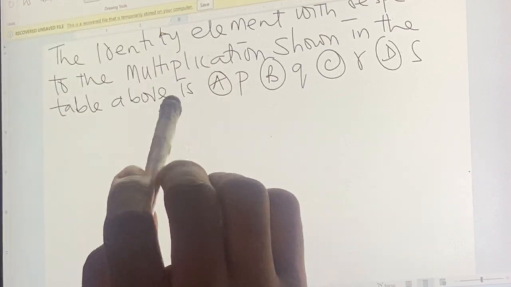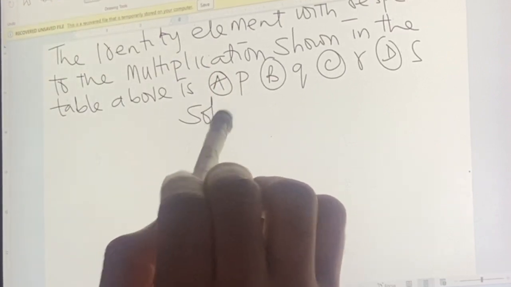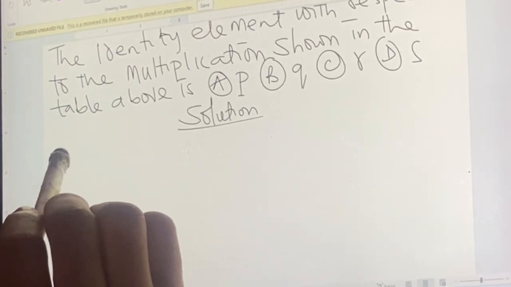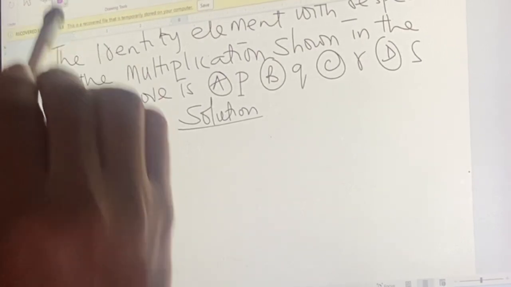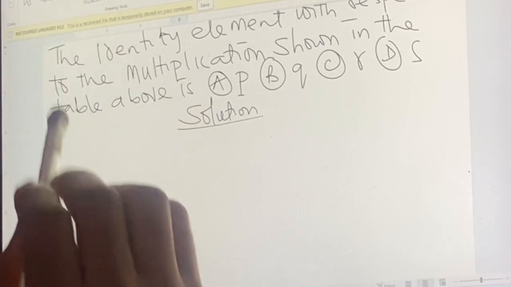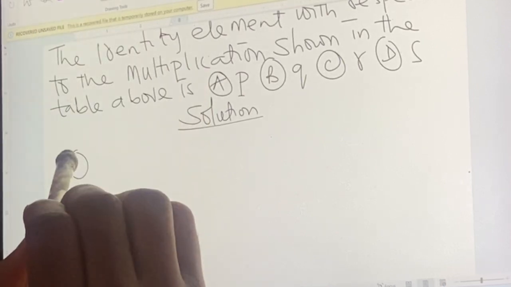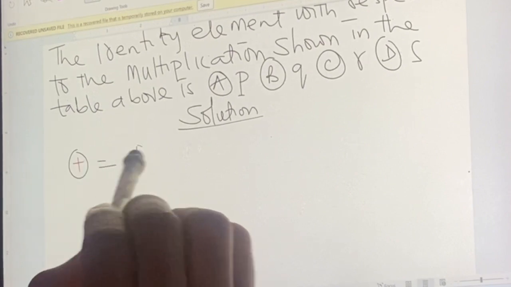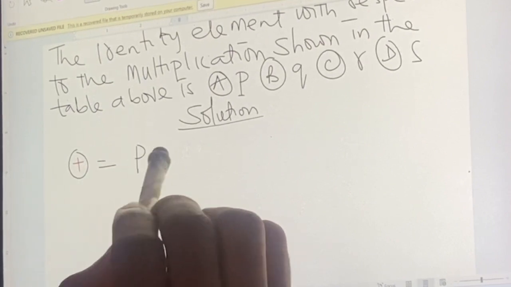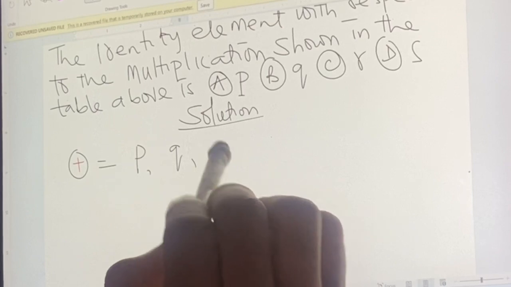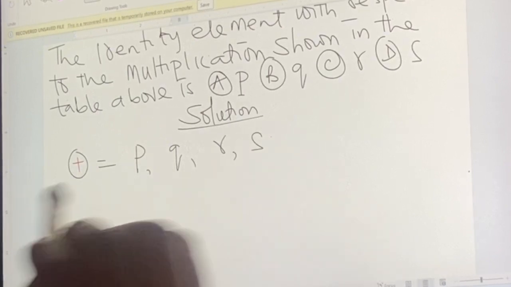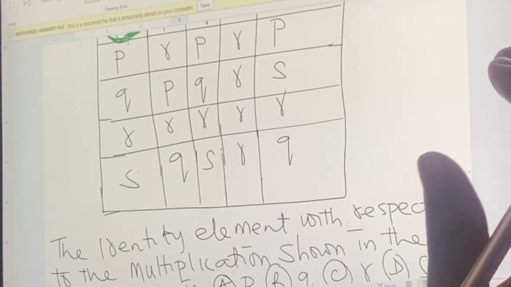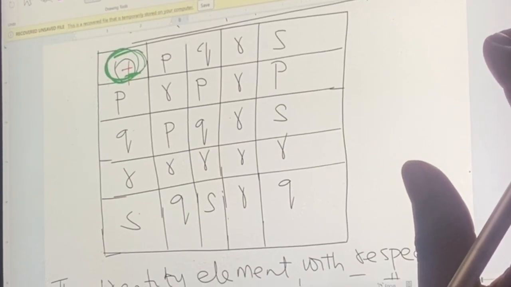Solution first. So the letters under this operator here are P, Q, arrow, and S. Please take note. So let's look into the table again without the calculator.